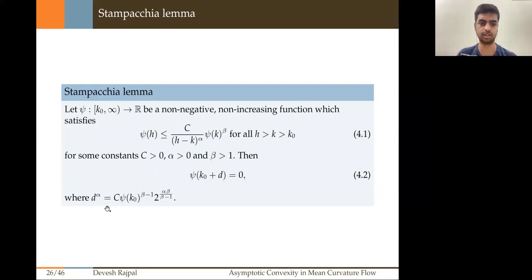There's a way to calculate the constant as well. So psi of k naught plus d is 0, and the function was non-increasing, so it will remain 0 after that. We want to apply this Stampacchia lemma to prove a uniform estimate on our previous function, and we'll use the L^p estimates we have acquired so far. The next part will get technical, but feel free to interrupt me anytime.